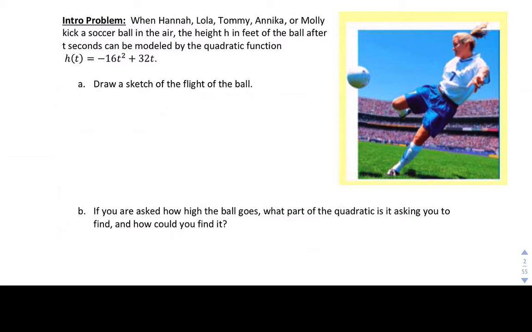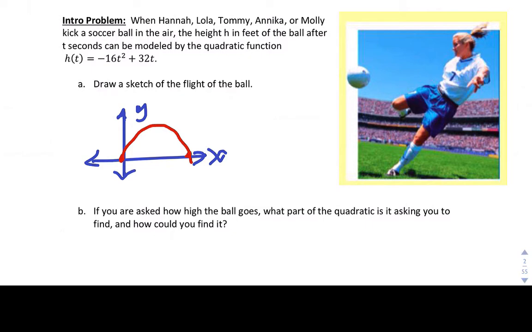So we've looked at problems before in the previous chapter with that negative 16 there, that's the gravity pulling down the ball. And then the 32 would be the initial velocity that the ball is kicked at. So first, let's draw a sketch of the flight of the ball. So if I have my axes here, this is x and this is y. If the ball starts at the ground, it's going to go up and then it's going to go down. That's not a great drawing here.